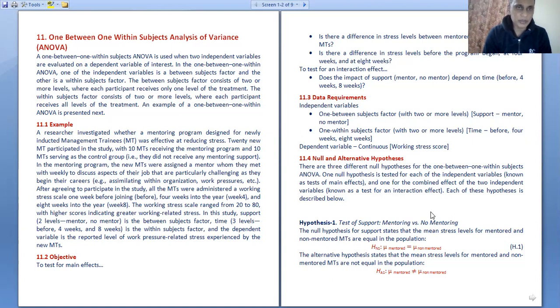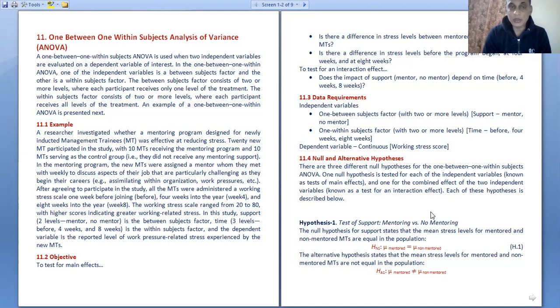In the mentoring program, the new mentees were assigned a mentor who would meet them once a week, and they were helping them out in assimilating within the organization, taking care of work pressures and things like that. After agreeing to participate in the study, all management trainees were administered a working stress scale 1 week before joining, 4 weeks into the year, that is week 4, and 8 weeks into the year, that is week 8. The working stress scale ranged from 20 to 80, with higher scores indicating greater work-related stress.